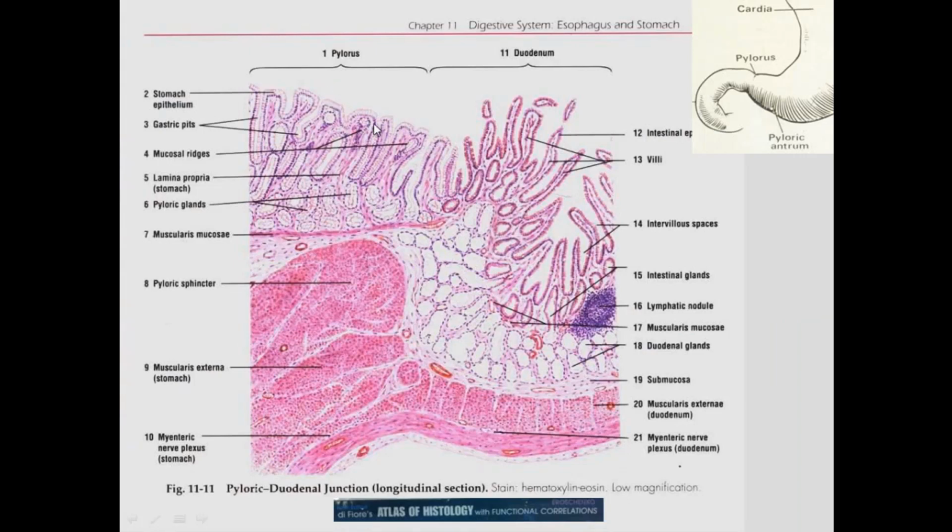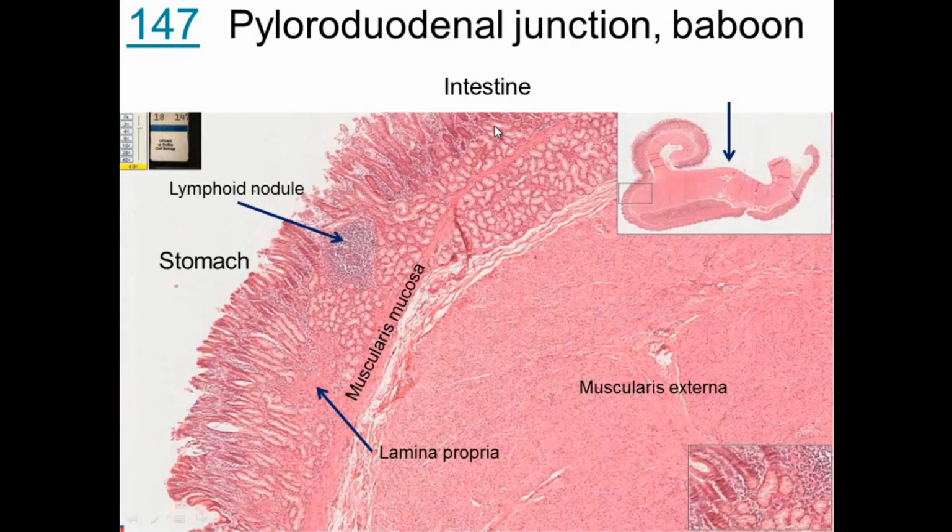So if you come from the pyloric region to the duodenum, you go from gastric pits to, all of a sudden, intestinal villi. So we're coming out from the pyloric region to the small intestine. Now you pick up villi, you pick up goblet cells, you pick up the brush border of the absorptive cells as you get through there. And we can see that junction. This is the pyloric duodenal junction.